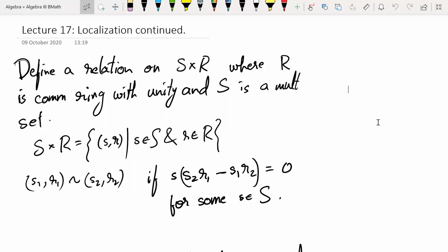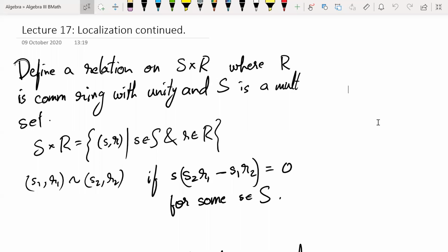Okay, so last time we were talking about localization. It's a way of making things invertible. So we are changing the ring a little bit and making certain elements of the ring invertible. That is what localization does. In particular, if R is an integral domain, we get the field of fractions of R, something in which every non-zero element will be invertible. So it will be bigger than R.